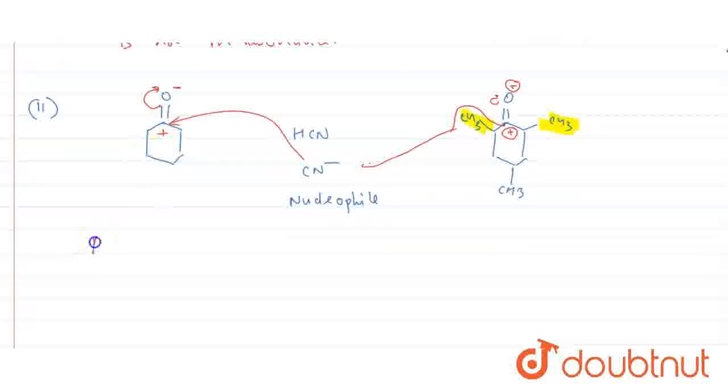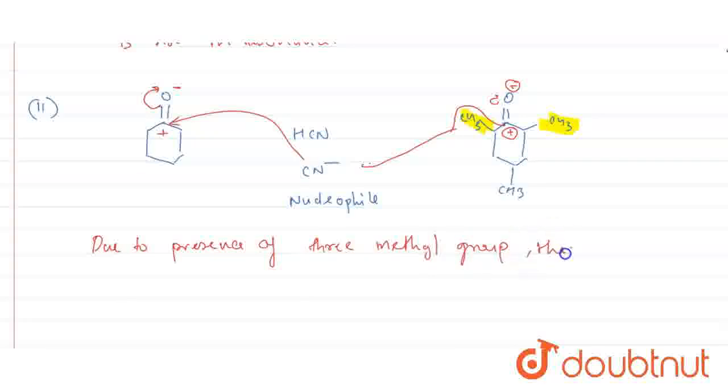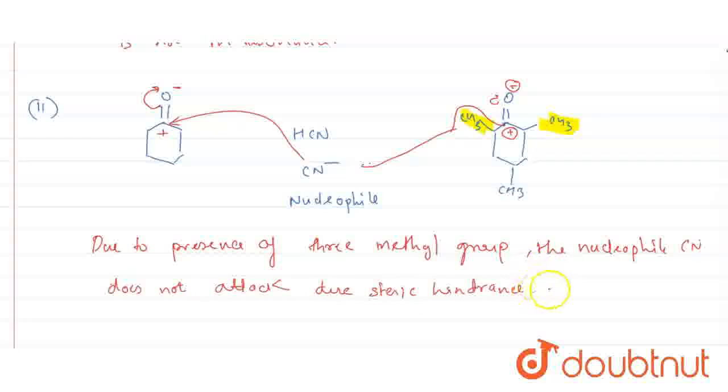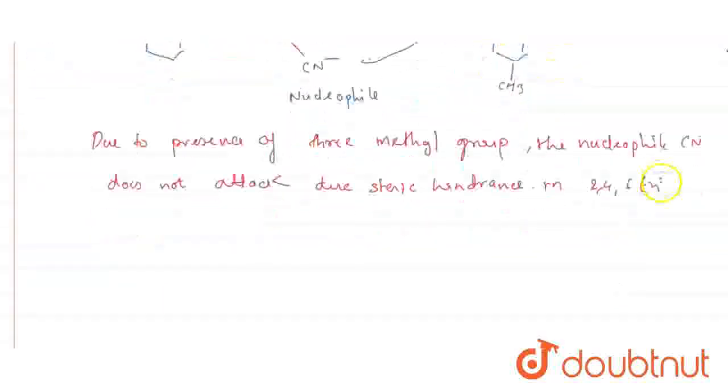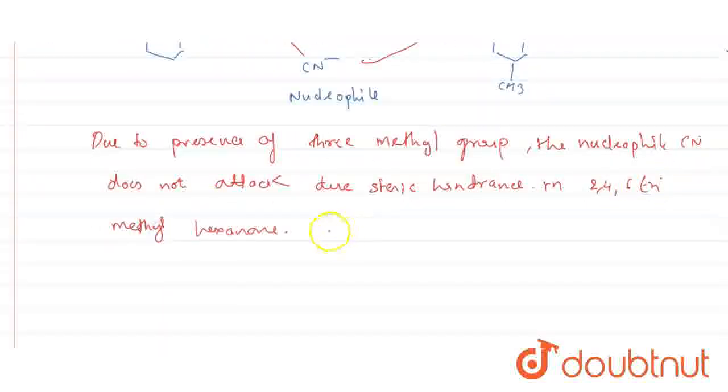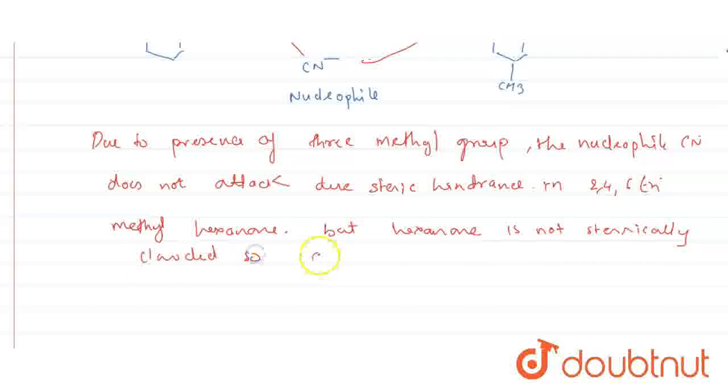So I will write the reason here. Due to the presence of three methyl groups, the nucleophile CN does not attack due to steric hindrance in 2,4,6-trimethylcyclohexanone, but cyclohexanone is not sterically crowded. So CN will attack easily.